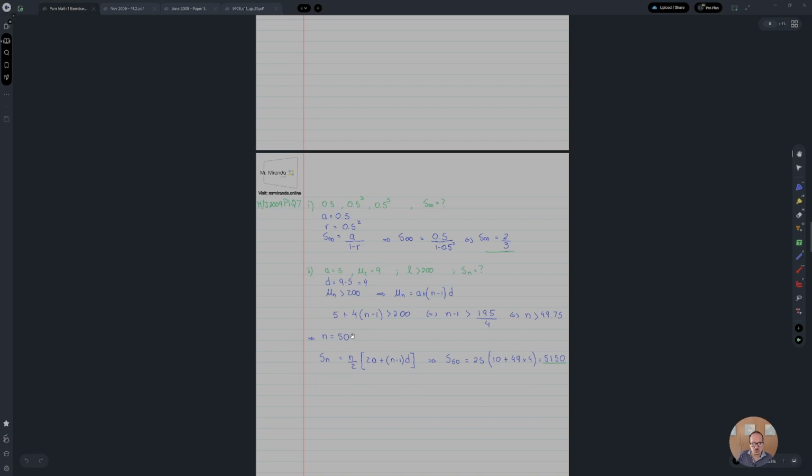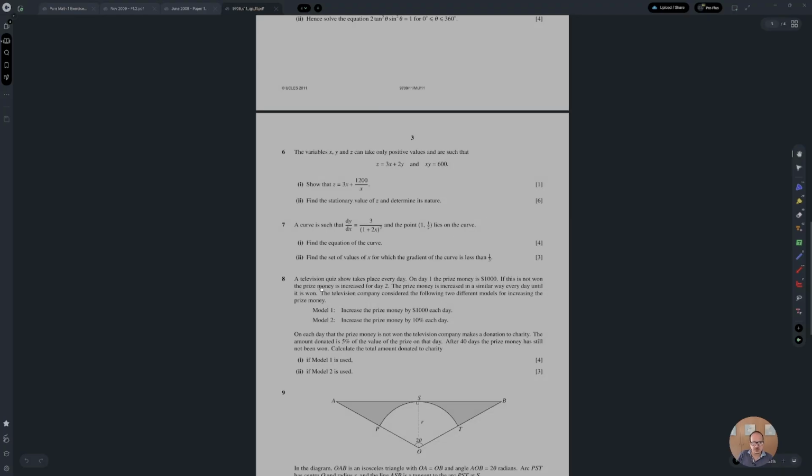And now that you know the value of n, just use the formula for the sum of the first 50 terms. You know everything in the formula, and this yields this value over here. Let's look at the last one. The last one regards a real-life situation, and it says, a television quiz show takes place every day.